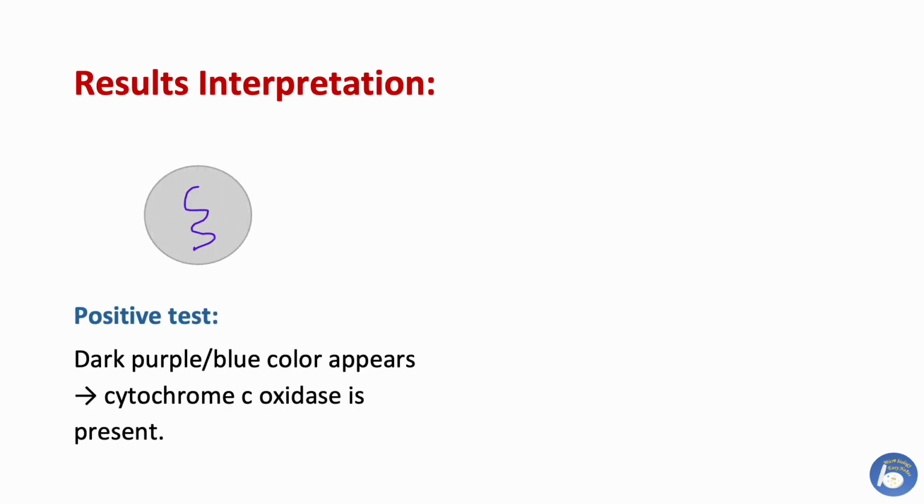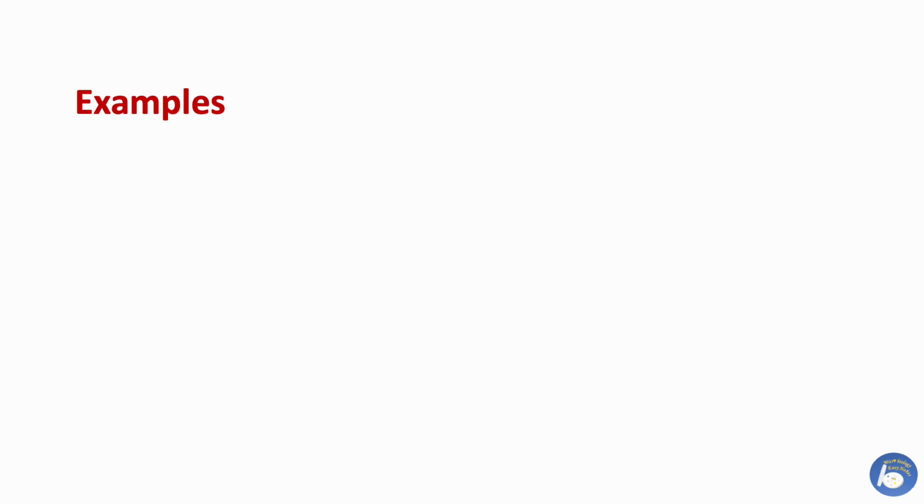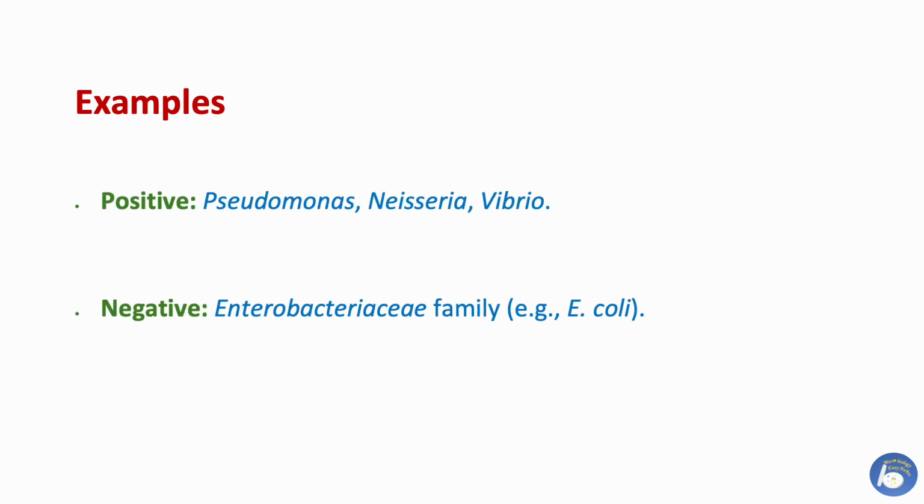Result interpretation. If after 10 to 30 seconds, dark purple or blue color appears, it means cytochrome C oxidase is present and test is positive. If there is no color change, it means cytochrome C oxidase enzyme is absent and test is negative. And here are some examples of bacteria which give oxidase positive and negative results. Oxidase positive bacteria are Pseudomonas, Neisseria and Vibrio, and oxidase negative bacteria is E. coli.